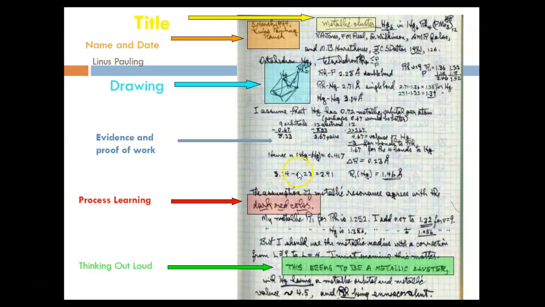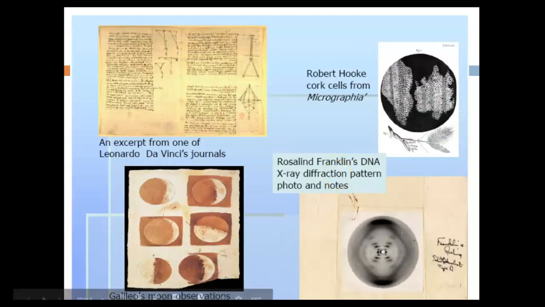Some journal pages typically have titles. They have a name and date, and it may be the name of the experiment or the name of the topic. They have little drawings. They have evidence of the work that they are doing. So there's a few details, some mathematics, some thoughts.